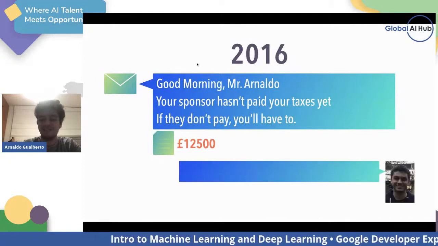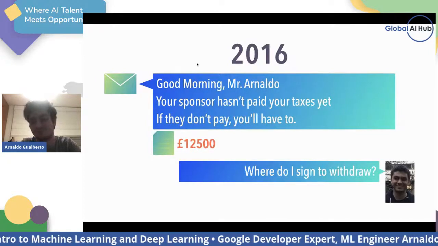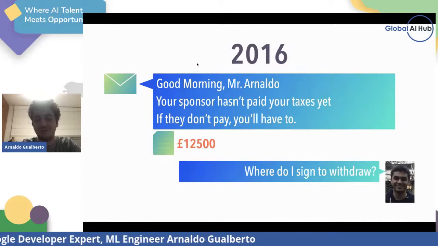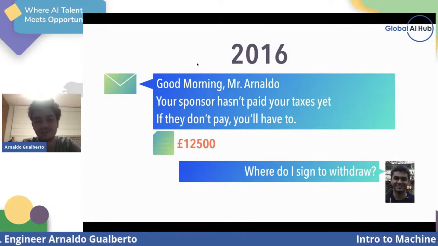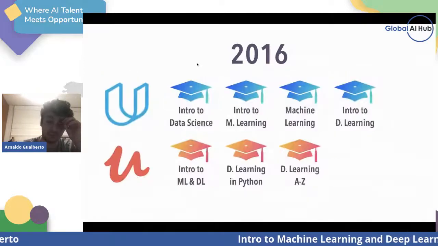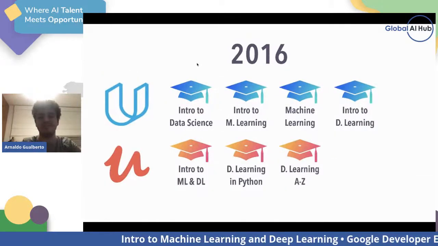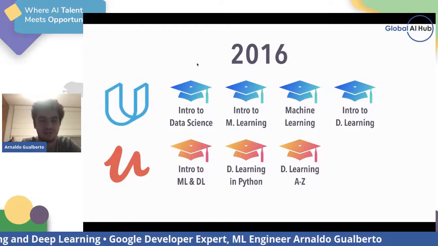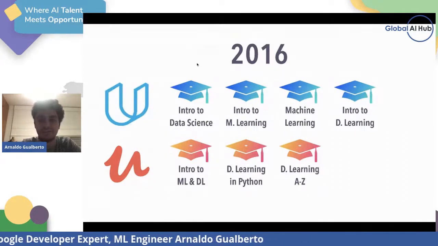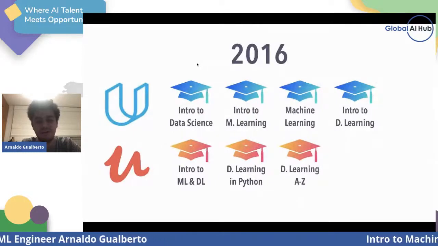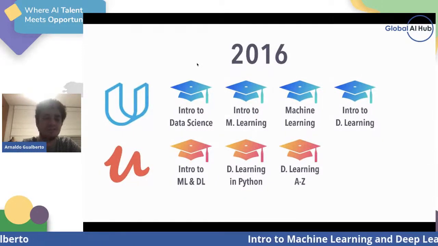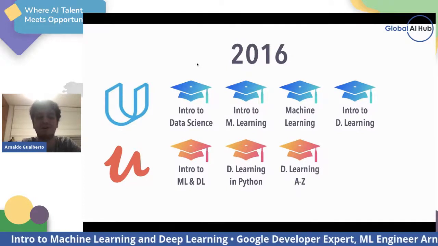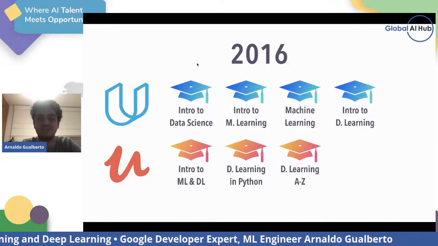So at the same time, I answered the email: "Where do I sign my withdrawal?" I had to leave my PhD in progress and come back to Brazil. But once I came back to Brazil, I had a lot of time, so I decided to spend it studying machine learning and deep learning, since I had loved it when I studied in London. I spent most of 2016 studying machine learning and deep learning.